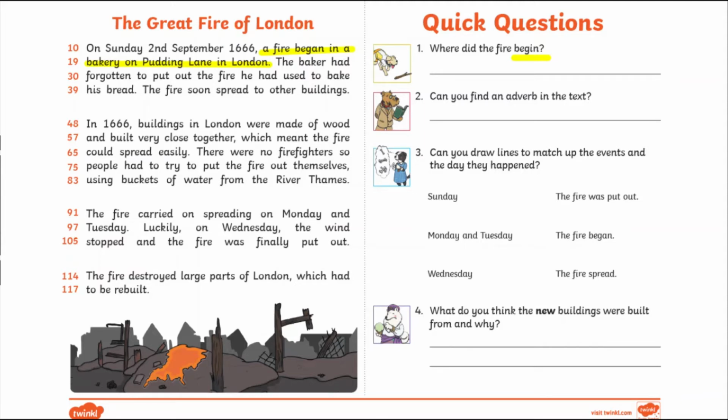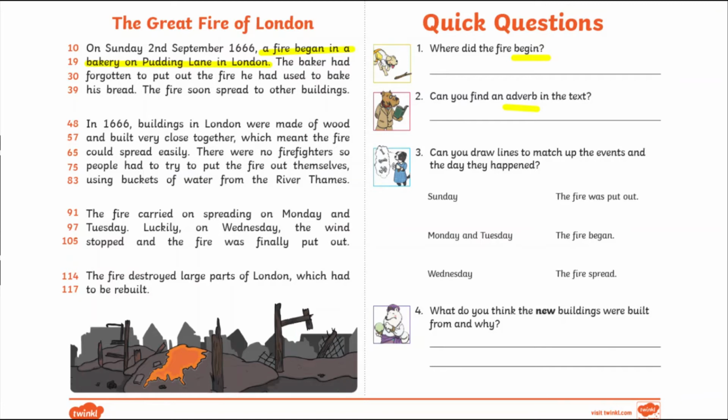Let's have a look at question 2. So question 2 was a vocabulary question. Can you find an adverb in the text? So we know that adverbs describe verbs. They tell us how something happens or sometimes when something happens. And my clue was that they often end in ly. So I'm going to read through the text and have a little look.